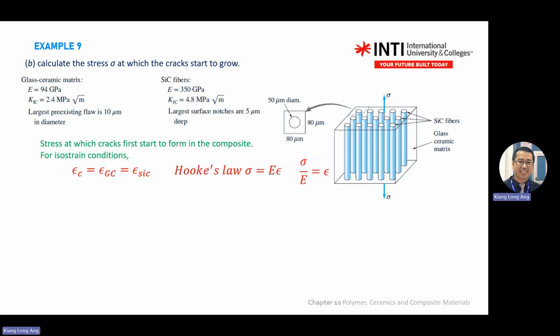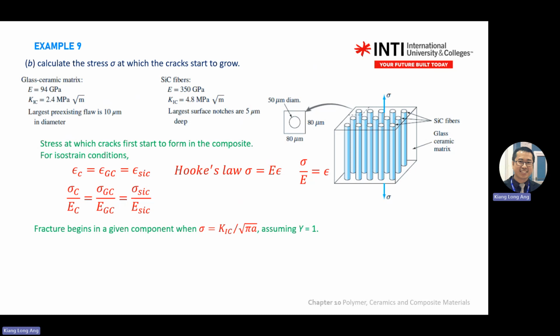So you rewrite the strain, moving the capital E to the left-hand side: stress divided by E. You put it inside this equation. Then you substitute. Fracture begins at a given component when stress equals KIC divided by the square root of pi A, assuming Y equal to 1.